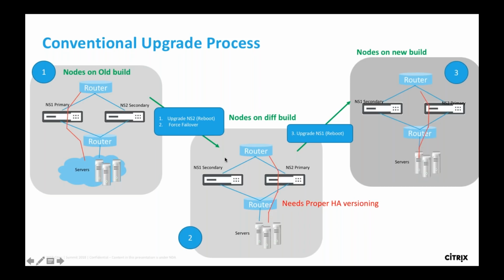Now we'll go and upgrade the NS1 device, so that both NS1 and NS2 will come to the same version. So this is a typical upgrade process to make sure that both NS1 and NS2 are on the same version. When we are doing the failover, there should be proper HA versioning. I'll explain more on HA versioning in the next slide. If you are using a standalone deployment, this in-service software upgrade is not available. The focus is now only on the high availability deployments here.